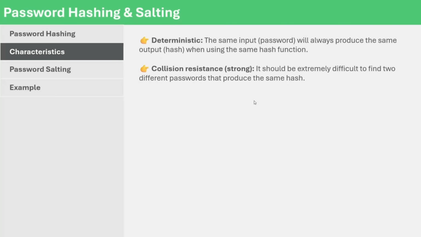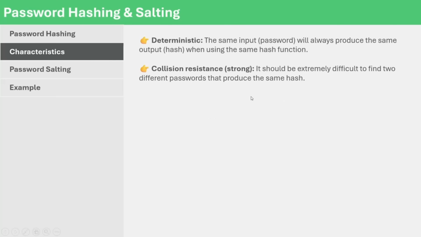And finally, all hashing algorithms have collision resistance. That means it is extremely difficult to find two different passwords that produce the same hash result. While this is theoretically possible with any hash function, a strong cryptographic hash function makes it practically impossible to generate the same hash for two different string values. So these are some key characteristics of a hashing algorithm. Now, in this course, we are going to use the bcrypt algorithm for hashing the password. And for that, we are going to use the bcrypt.js library from npm.